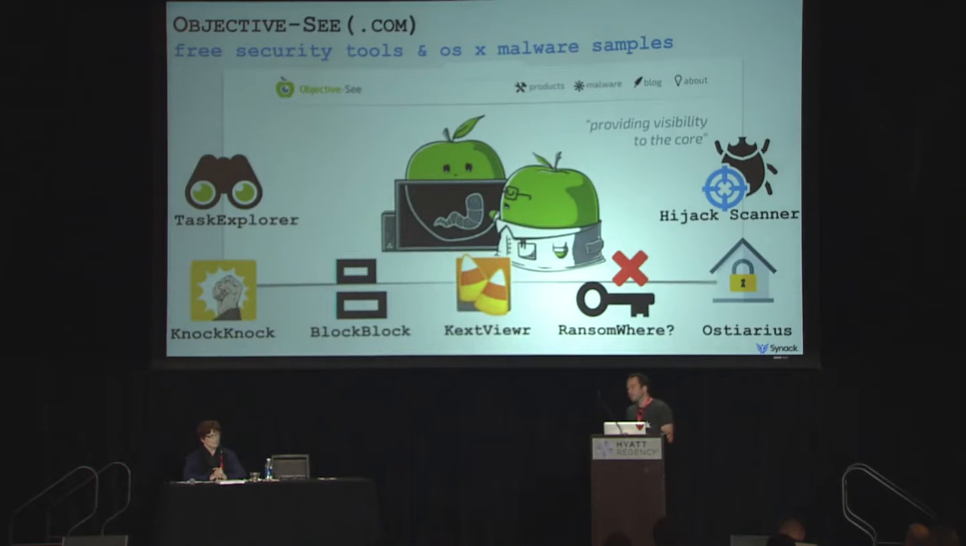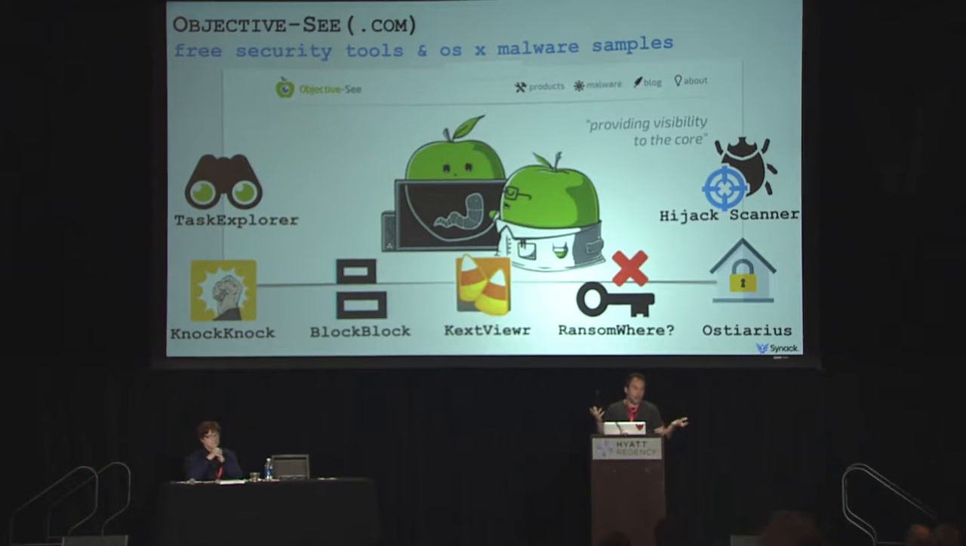All right, so speaking of free OSX tools, this is not a sales pitch because everything's free. I just wanted to briefly mention my personal Mac security website. I write a lot of Mac software, kind of like Sysinternals stuff for Macs. We have Task Explorer. It's kind of like Process Explorer on Windows. It can show you all running tasks, open files, network connections. But it can also show you all encrypted processes or packed files that are running on your system.